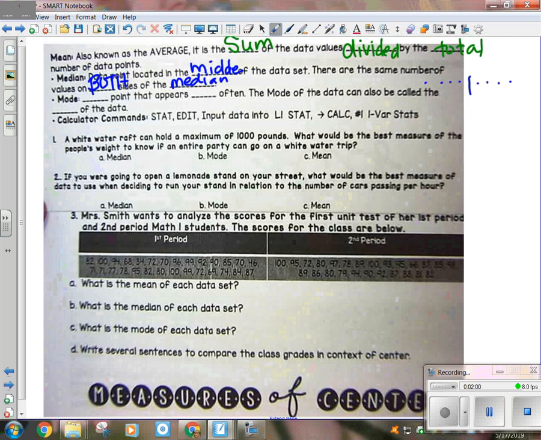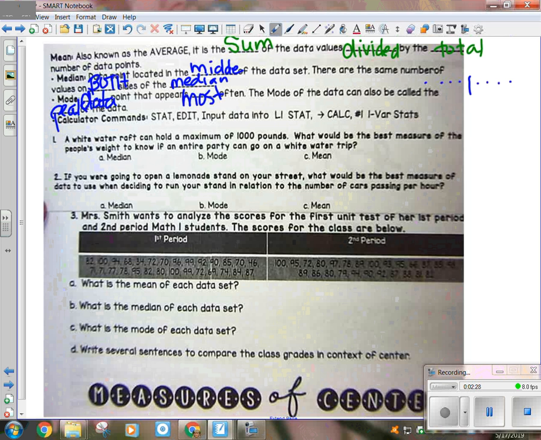What's the mode? It's the data point that appears most often. The mode of the data can also be called the peak of the data. If we were doing a plot where this number occurs 2 times, this number occurs 3 times, then it would be the one that's the highest peak. Okay, I think we've done some of these before.